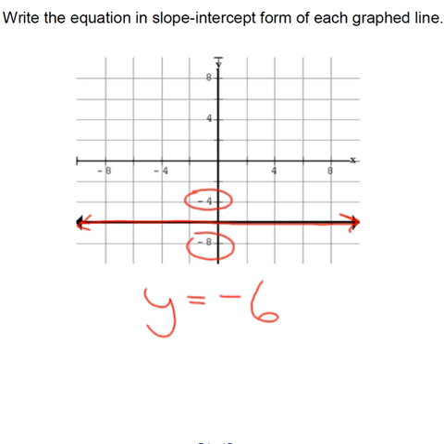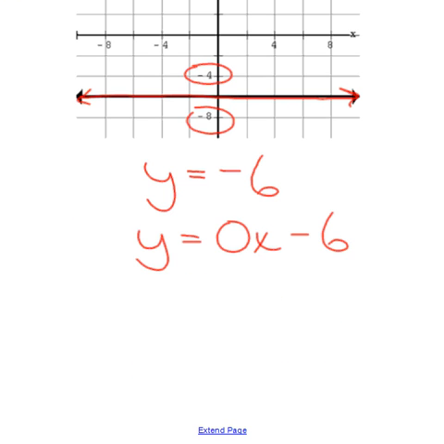form. If that's confusing to you, think about it's a horizontal line, it has a 0 slope, so you could think of it as y equals 0x minus 6. That means, just like before, here's your slope, 0, and here's your vertical intercept, where it crosses the y-axis, and that's negative 6.